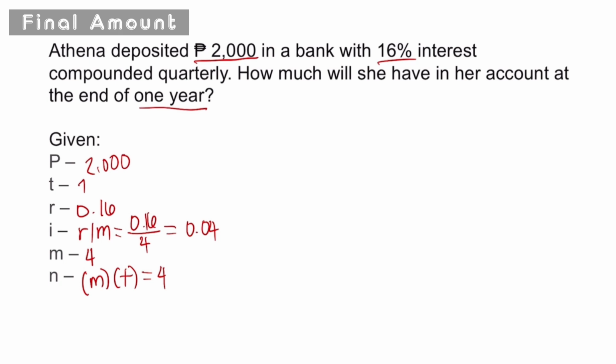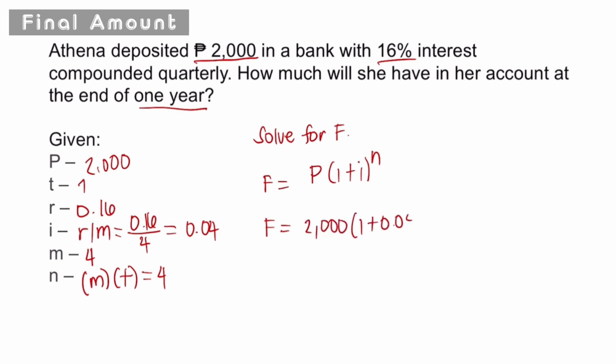Now, for the next step, to find the final amount, we'll proceed to computation. We're going to use the formula F is equal to P multiplied by 1 plus I quantity raised to N. Now we need to substitute the given information to the formula. It will be equal to 2,000 multiplied by 1 plus 0.04 raised to 4. After that, our final answer will be 2,339 pesos and 72 centavos.